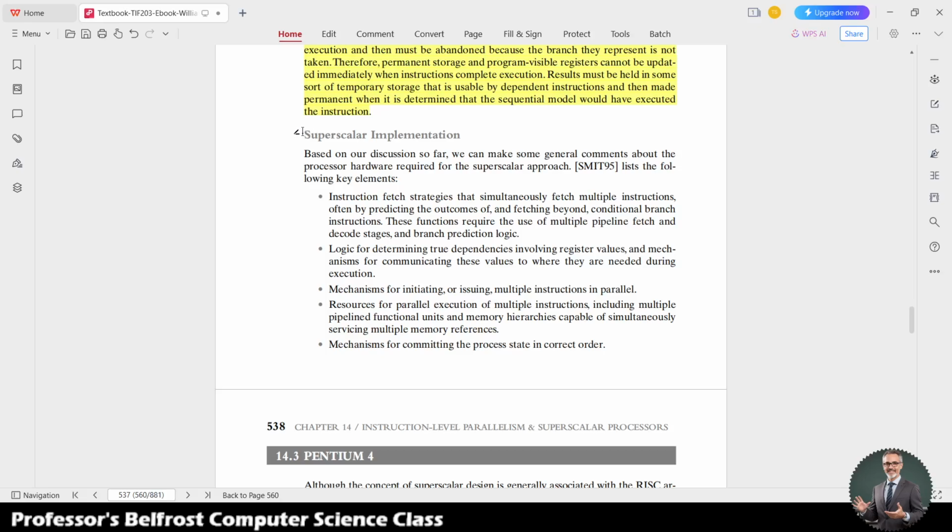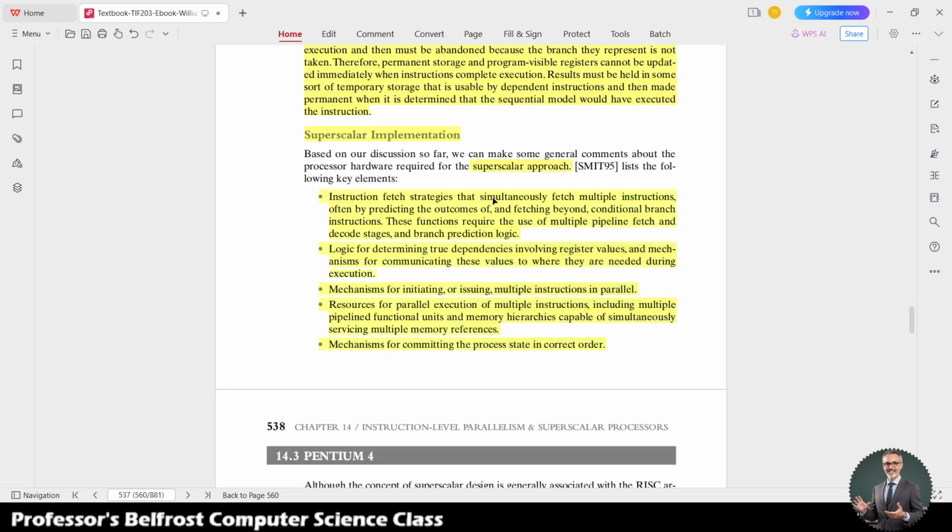Next, we have superscalar implementation. I think this is the last one for this lesson. There are some general comments to be made about the superscalar approach. There are several of these.